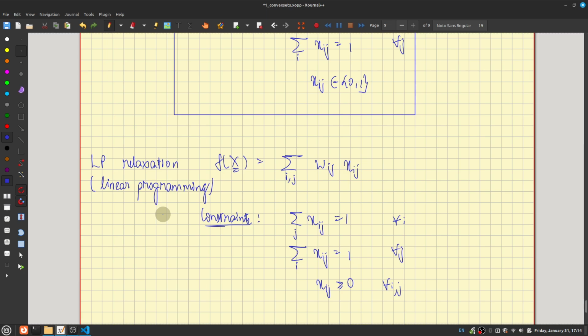Okay, so now it's a new problem. It's not guaranteed that this solution corresponds to this particular solution, but it'll give me some solution nevertheless. The main point is that you can solve a linear program very efficiently.